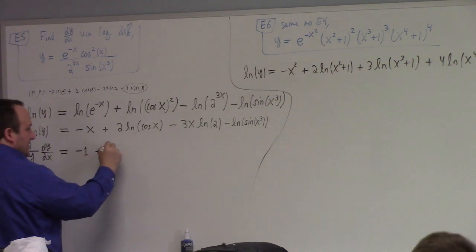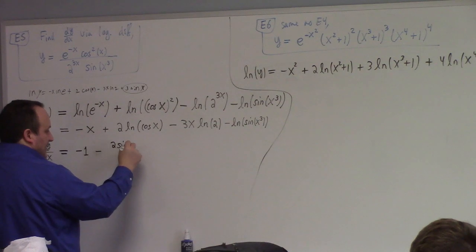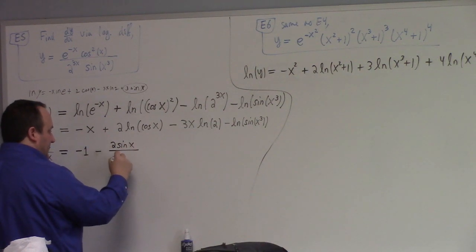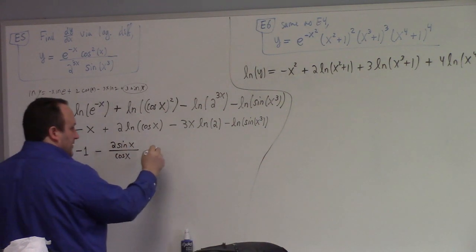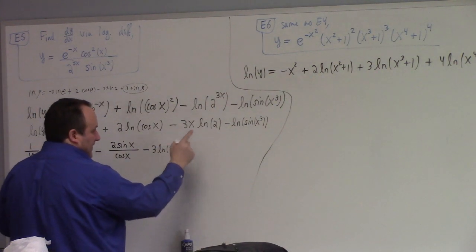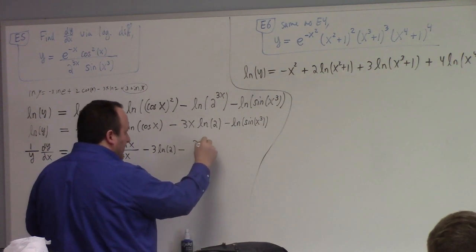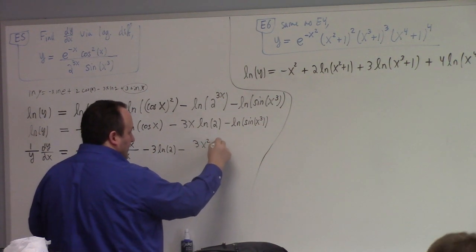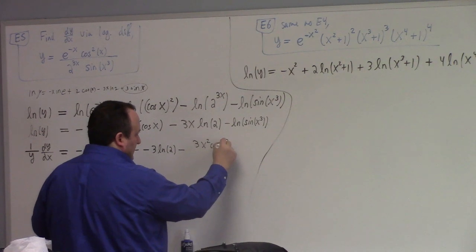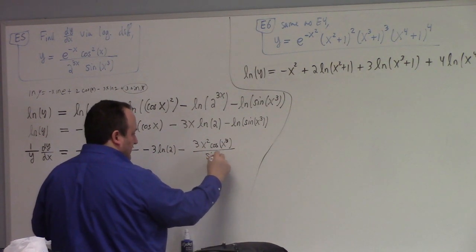1 over y dy dx, plus, minus, because the derivative of cosine is minus sine, and I divide by my cosine. And then here I've just got minus 3 log 2. And then this guy, minus 3x squared cosine of x cubed divided by the sine of x cubed.